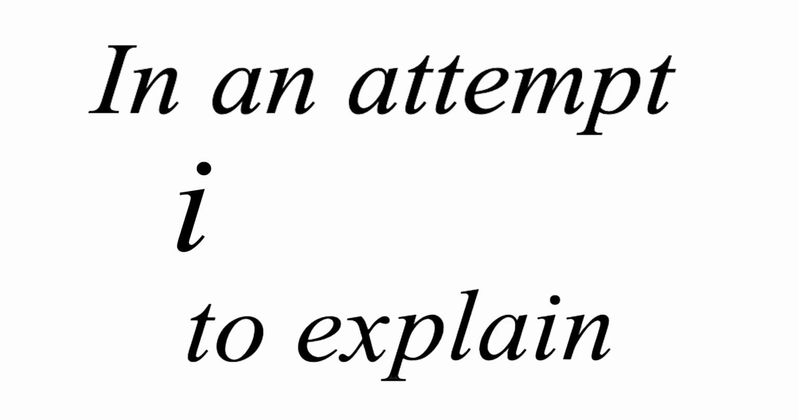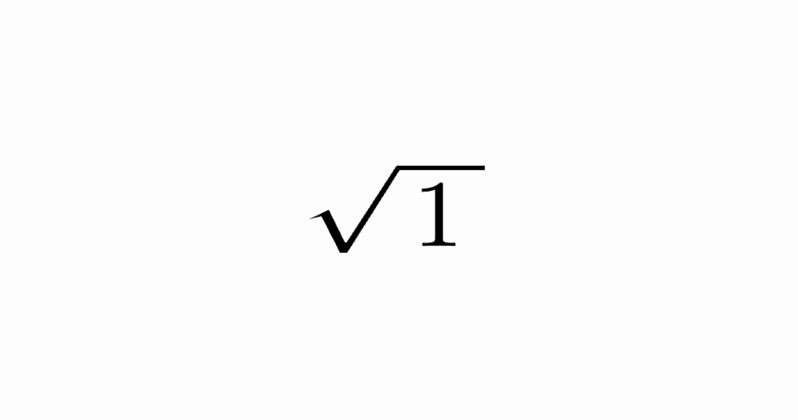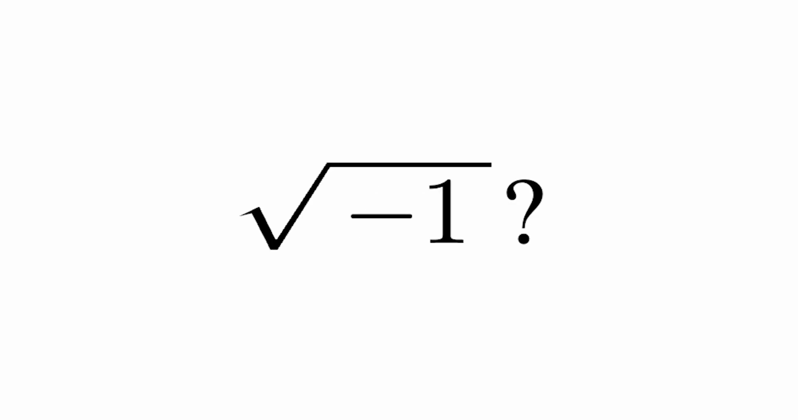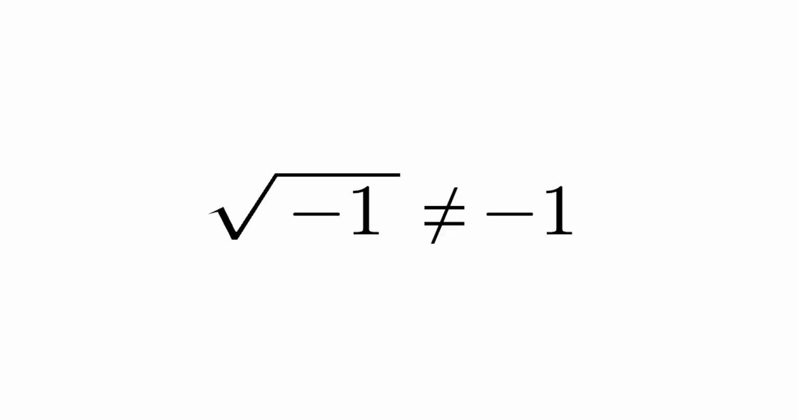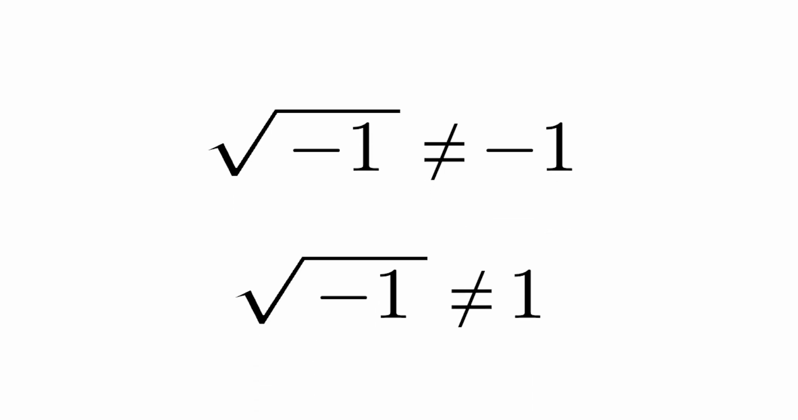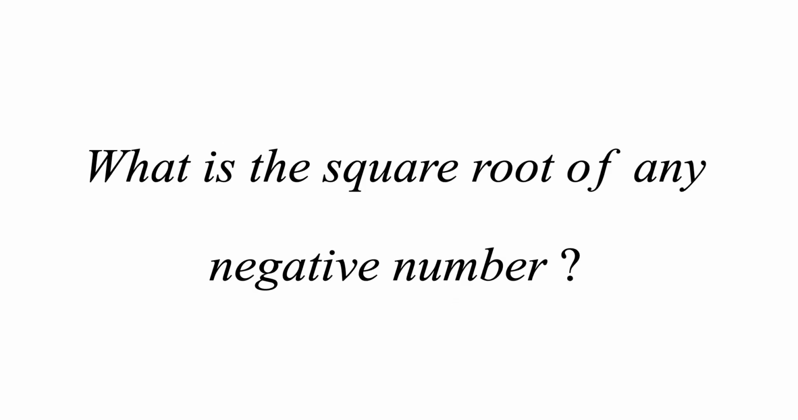In an attempt to explain imaginary numbers, let's start with something we know. What is the square root of 1? Well, hopefully you got 1, but what happens if you try to compute the square root of -1? You know it's not -1, and you know it's also not +1. So what is it? In fact, what is the square root of any negative number?